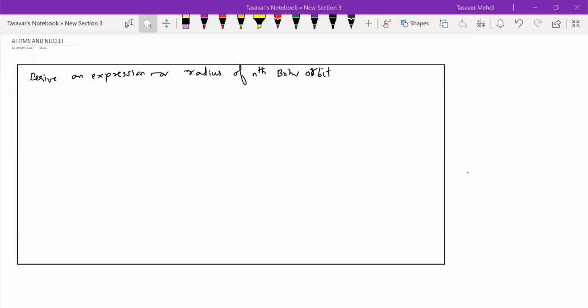Dear students, we are starting important questions for the chapter Atoms and Nuclei, HSC board revision. The first question which we have to discuss is: derive an expression for radius of nth Bohr orbit. ये हमारा पहला derivation है, dear student, which we are going to do. Let us start. Derive an expression for radius of nth Bohr orbit.